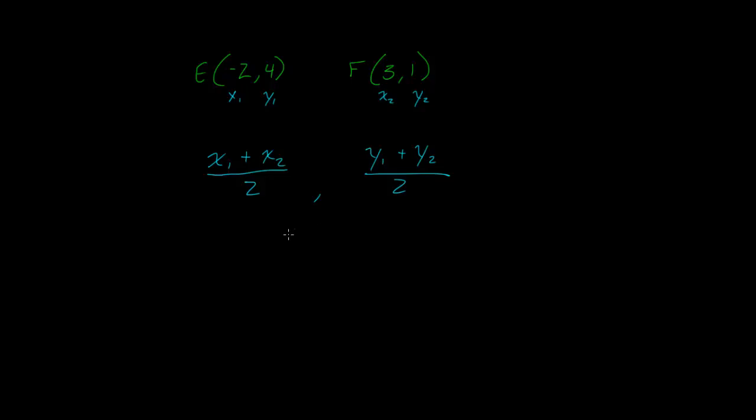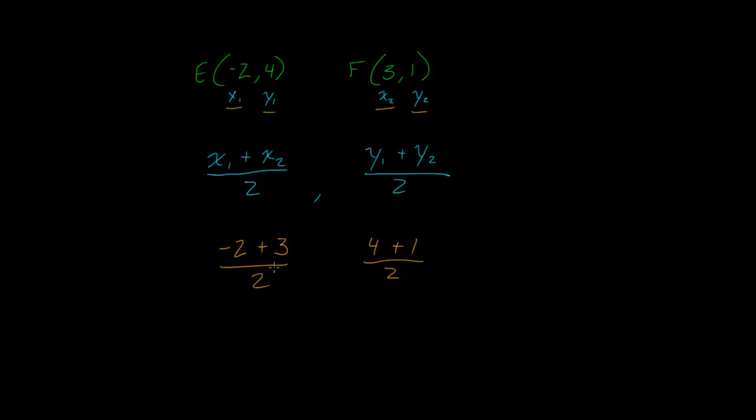So let's use what we have up here and plug it in. So our x1 is a -2. -2 plus our x2 is a 3. I'm going to divide that by, not by 5, divide that by 2. Excuse me. And here I'm going to look at our y1 is a 4. We're going to add our y2, which is a 1. We're going to divide that by 2.